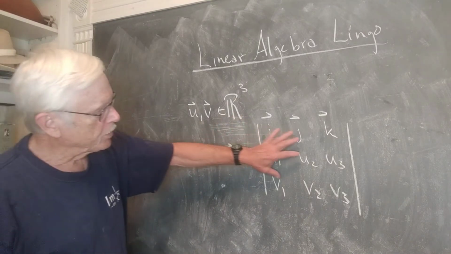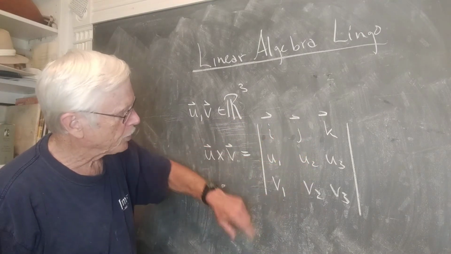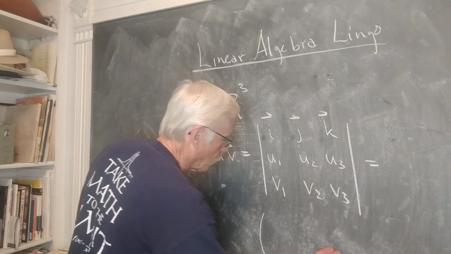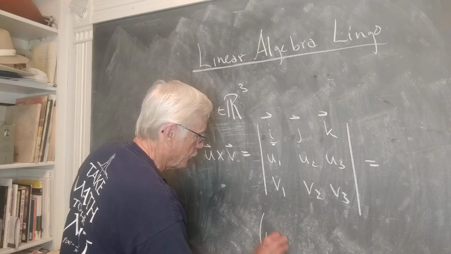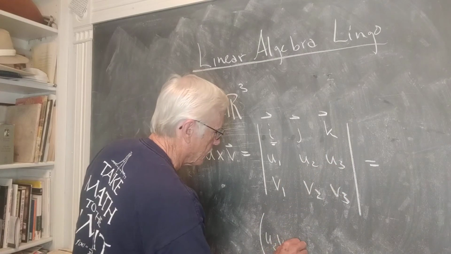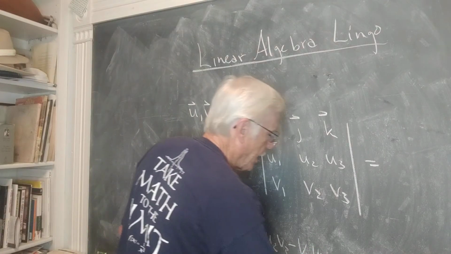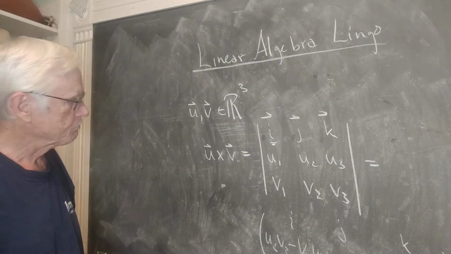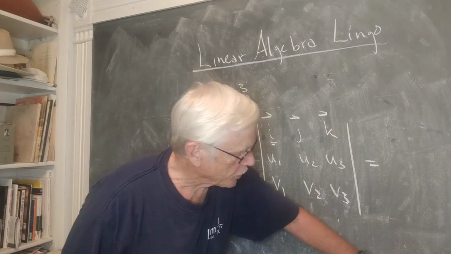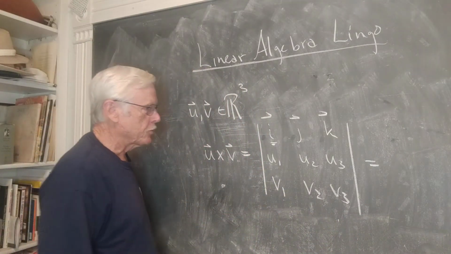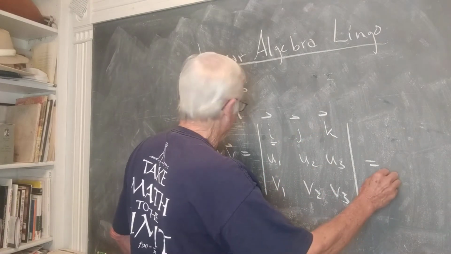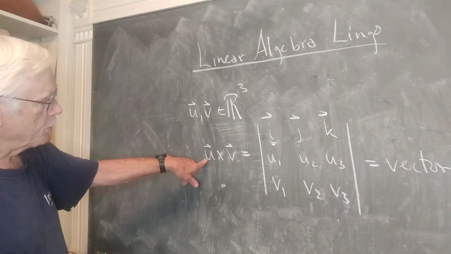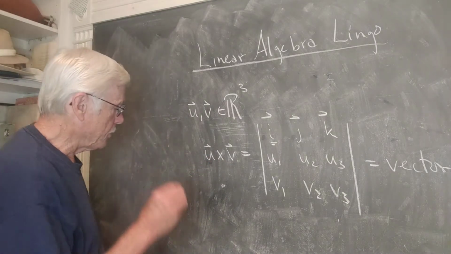And this is the determinant of an unusual matrix. It's a 3 by 3 matrix, but these are vectors. And so what this means in particular is in the i coordinate, or the first coordinate, you put u2v3, this times this, minus this times this, minus v2u3. And similarly for the j and the k coordinates. Now, this vector that you get, this doesn't give you a number, this gives you a vector because of these i, j, k. So this is a vector. And this vector is mutually perpendicular to both u and v, and that's how it's used.